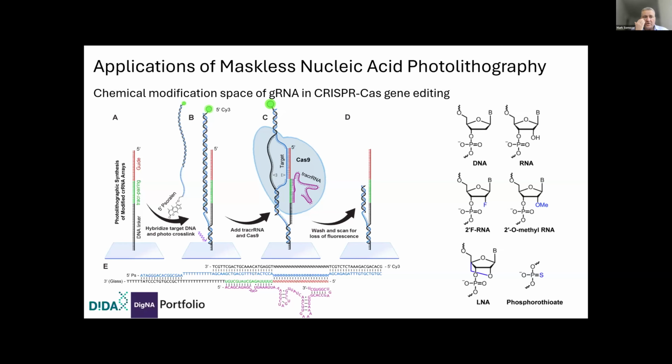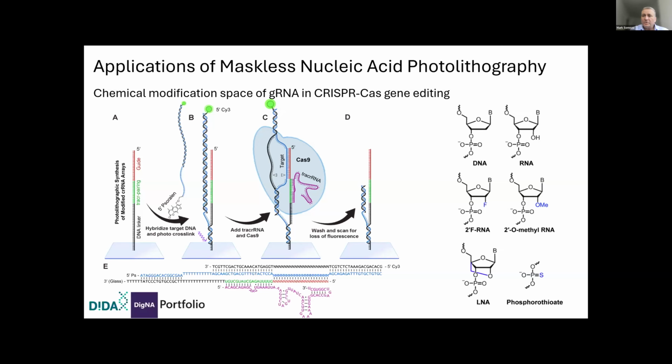So we're looking at the chemical modification space of guide RNA in CRISPR-Cas gene editing. As you probably all know, CRISPR-Cas is a bacterial immune system, but it has been repurposed to edit human or other DNA. One of its characteristics is that it needs RNA to find its target. And RNA is always tricky to use therapeutically because it's very fragile.